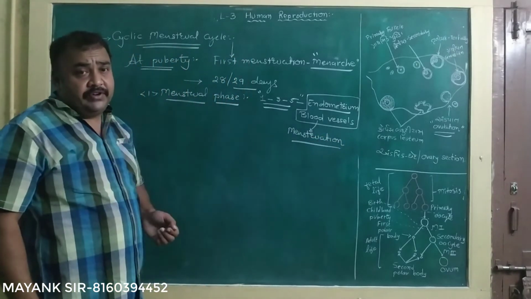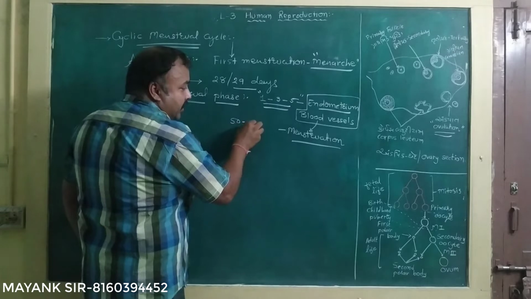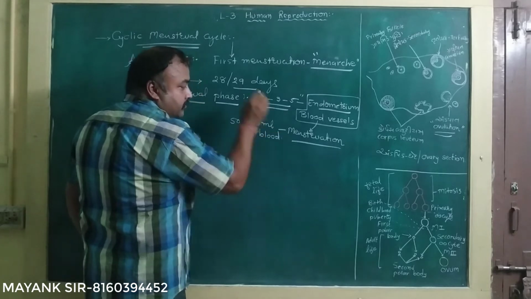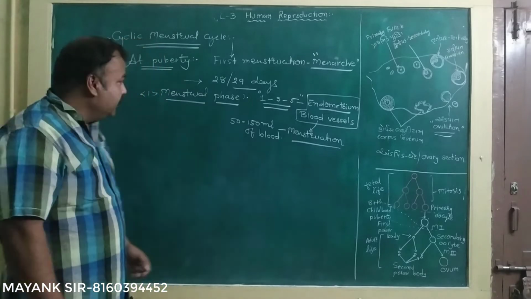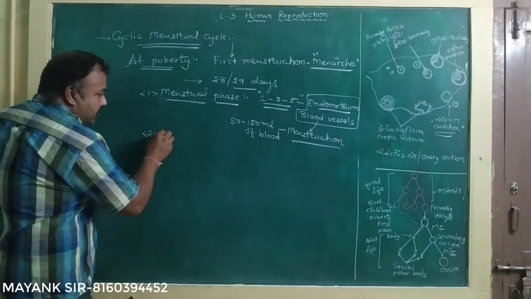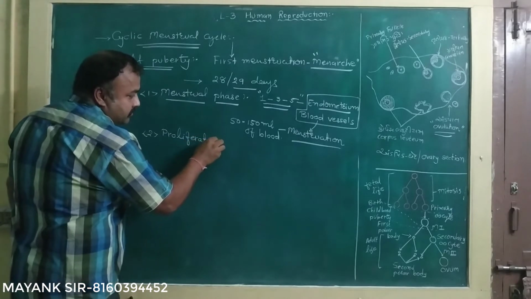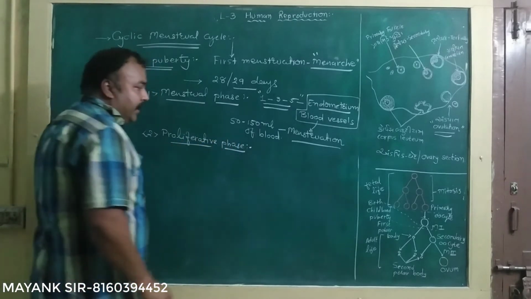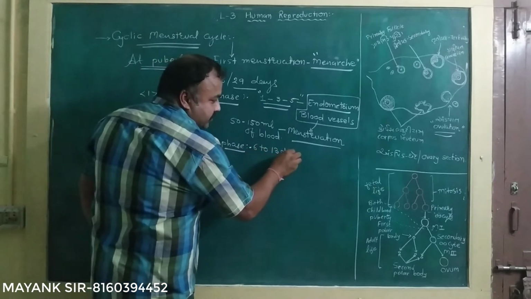During each menstruation, a woman loses around 50 to 150 ml of blood. This is called the menstrual phase or phase of menstruation. Now, the second phase is called the proliferative phase. It lasts from 6 to 13 days.